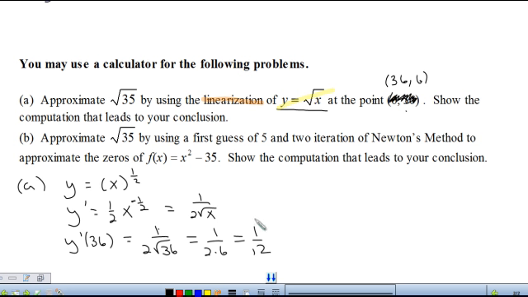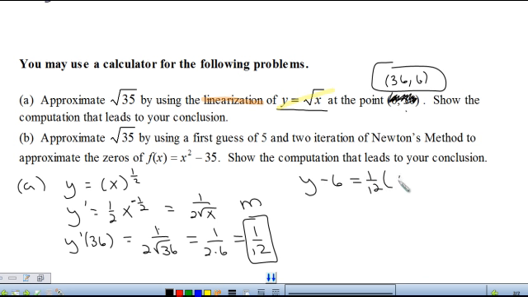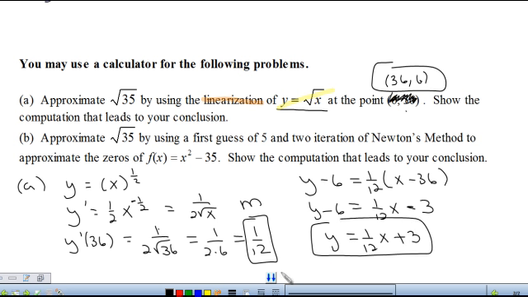So then, once I have my slope, remember this is the slope of your tangent line, I have to use point slope form to find the equation of my line. So I'm going to have 1 over 12 x minus 36 over 12, which reduces to 3. I'm going to add 6 to both sides. So here's my linearization.